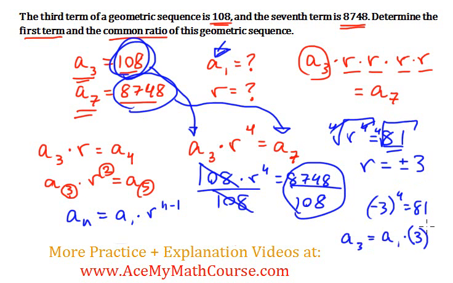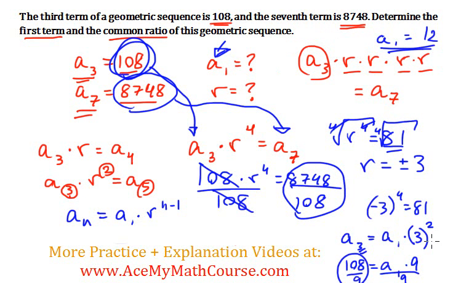And n is 3, so we have 3 minus 1, 2. So 108 is equal to a1 times 9. Then we can just divide both sides by 9 to find a1. And I have completely run out of room again. So a1 is just equal to 108 divided by 9. I'm going to use my calculator. So I'm going to cheat, I guess. 108 divided by 9 is just 12.